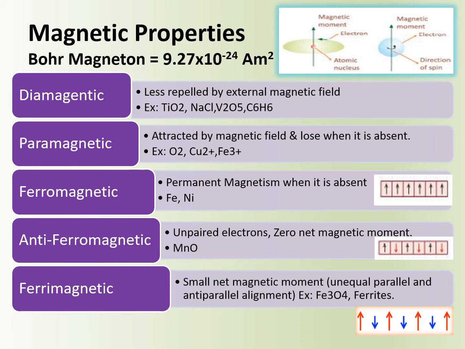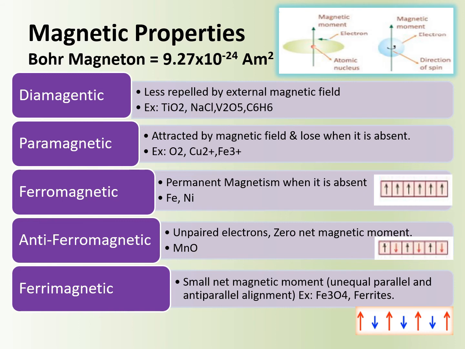And paramagnetic: in this case, the materials have unpaired electrons, and the orbitals are not completely filled. These unpaired electrons are easily attracted by the external magnetic field, and the magnetism is lost in the absence of the magnetic field. If the magnetic field is not there, it will lose it. If the magnetic field is there, it will get attracted. Examples are oxygen, copper 2+, and iron 3+.